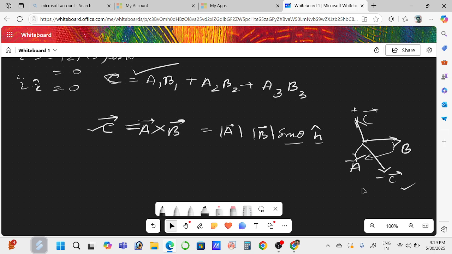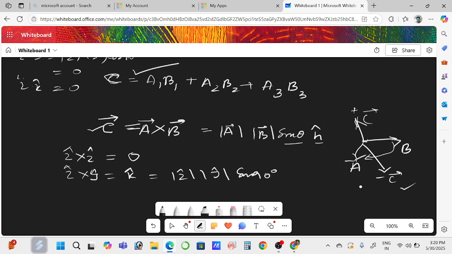Okay, so we also have simpler things like i cross i. What about i cross i? Mod of i, mod of i, and sine 0 is 0. So i cross i is 0. Now i cross j is k, because i cross j is mod of i, mod of j, and sine of 90 degrees, and we need another vector n which is perpendicular to i and j. Perpendicular to i and j vector is only the k hat vector. So i cross j is k. In a similar manner, you can find the others. But there is another way to find out the cross product of these two vectors.